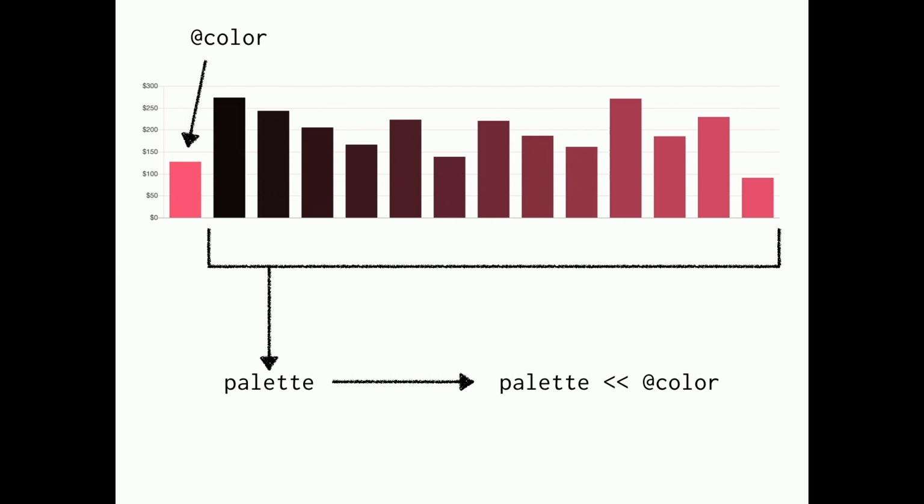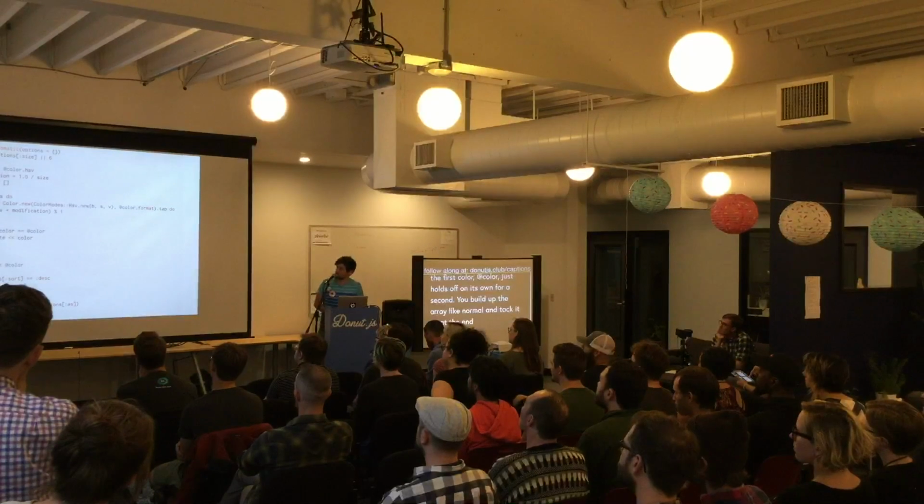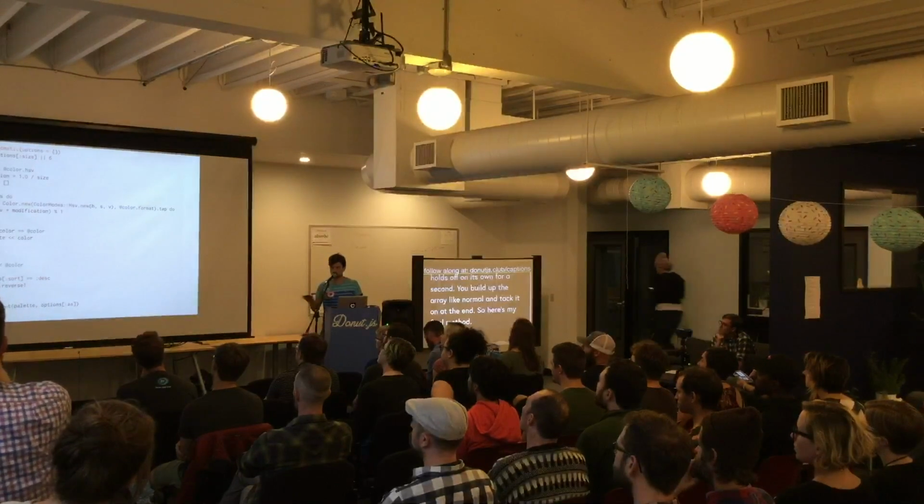So here's kind of what I was after. So the first color, at color, just kind of holds off on its own for a second. You build up the array like normal, and tack it on at the end. So here's my final method. And this is literally all I did.